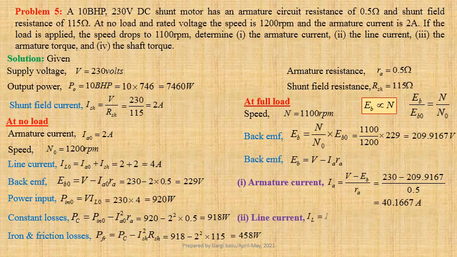Now we shall calculate line current. IL equals Ia plus ISH. Using values, we get 40.1667 plus 2, that gives us 42.1667 ampere.